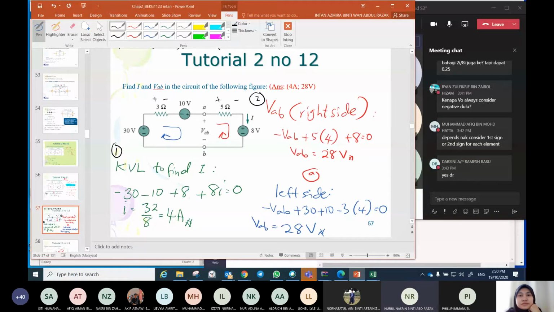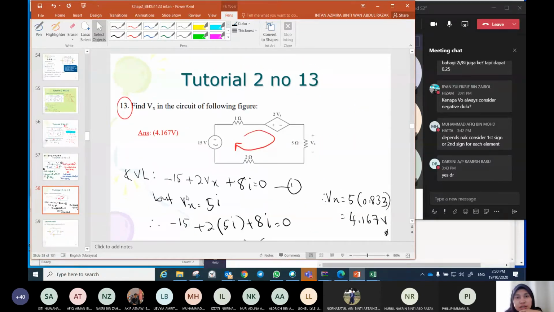Doctor, does it really have to equal to 0? Yes, this is the equation. This is the KVL equation. KVL equation states that the summation of voltage drop and voltage supply in a closed loop circuit is equal to 0.